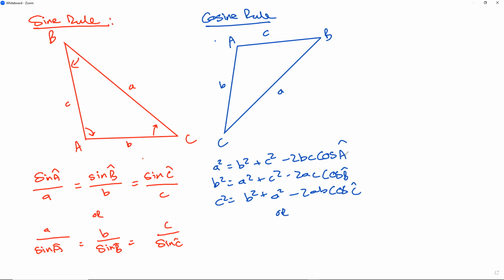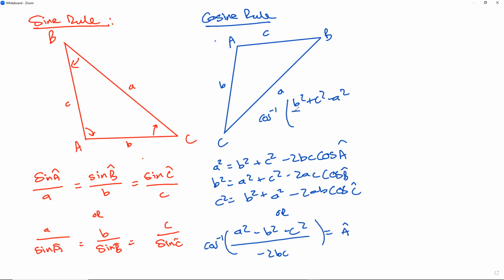We can then rearrange this to get A, the subject of the formula. If I move everything across, I'll get a squared minus b squared minus c squared, all divided by negative 2bc. And if I take the inverse cos of that, I can get the angle A. I can also rewrite this by taking the minus and multiplying it at the top, changing that into cos inverse of b squared plus c squared minus a squared over 2bc equals angle A. So either of these is fine. Okay, so those are the different parts of the cosine rule.